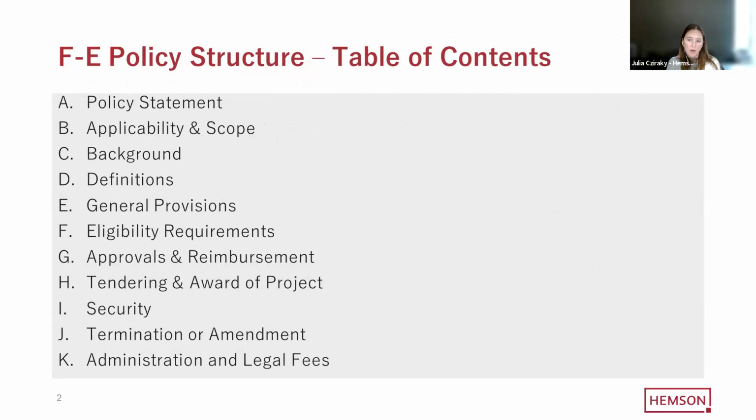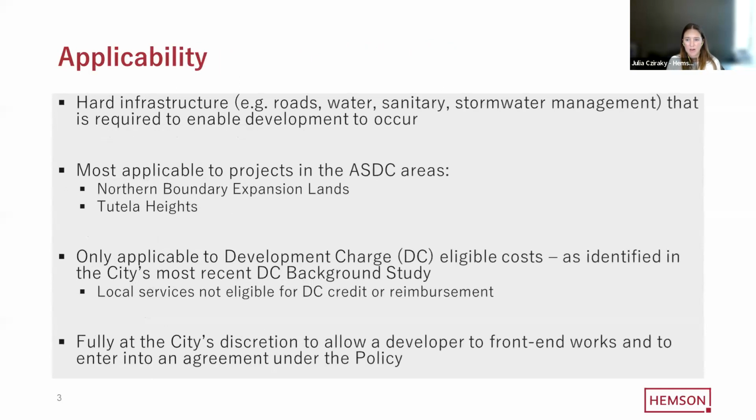Starting with a general policy statement, and then it moves into applicability and the scope of the policy, some background and definitions. We have general provisions, a list of eligibility requirements for a DC credit agreement, approvals and reimbursement, tendering and award of projects, security, and then the authority for termination or amendment of an agreement, and then finally administration and legal fees.